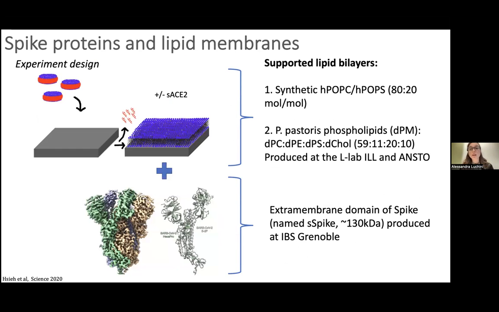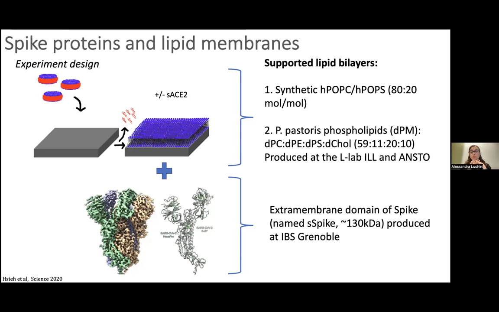So to do this, we used two lipid systems. We had a standard synthetic system consisting of POPC and POPS that we used as a reference. And we also had a much more complex membrane containing the lipids extracted from the yeast and also deuterated cholesterol provided by ANSTO as a more realistic model of the plasma membrane, so of the most outer cell membrane.